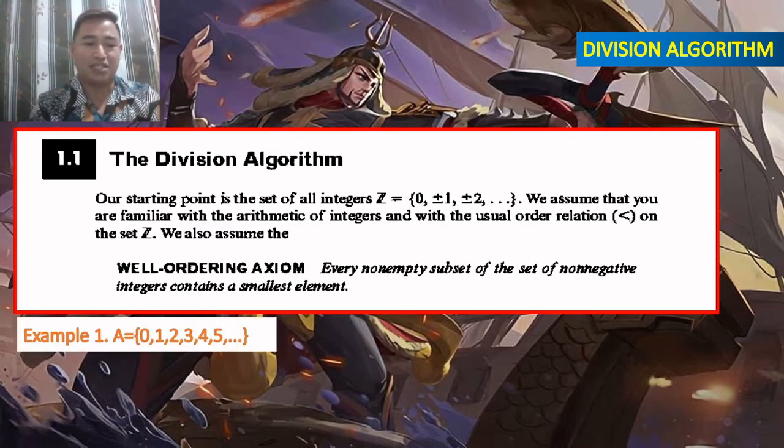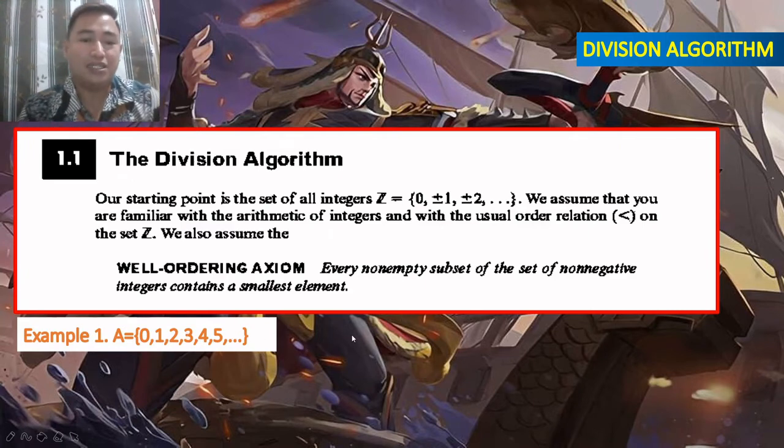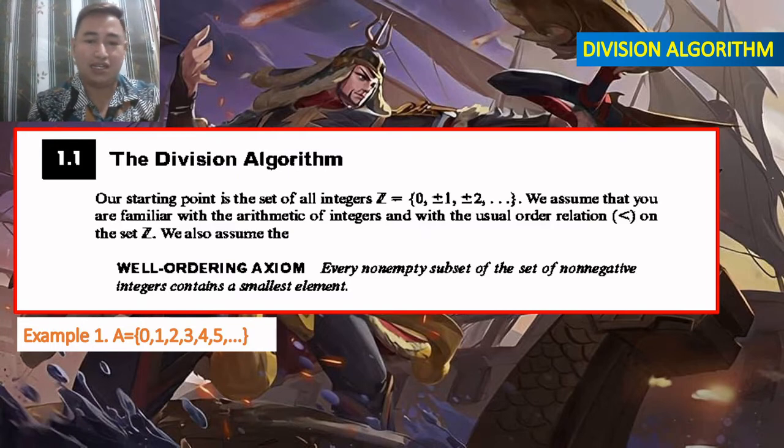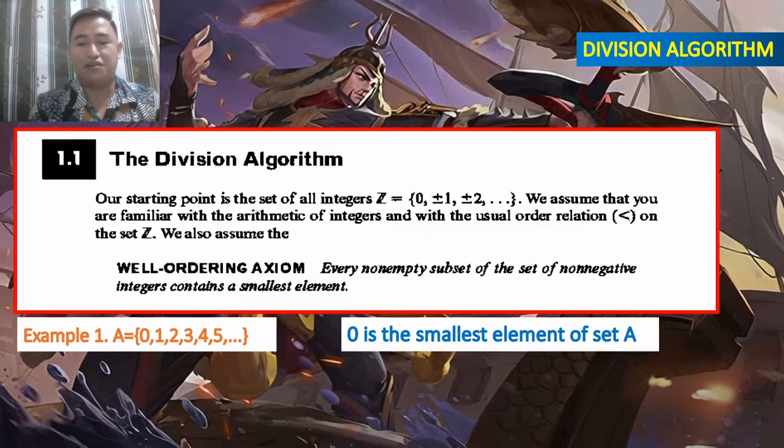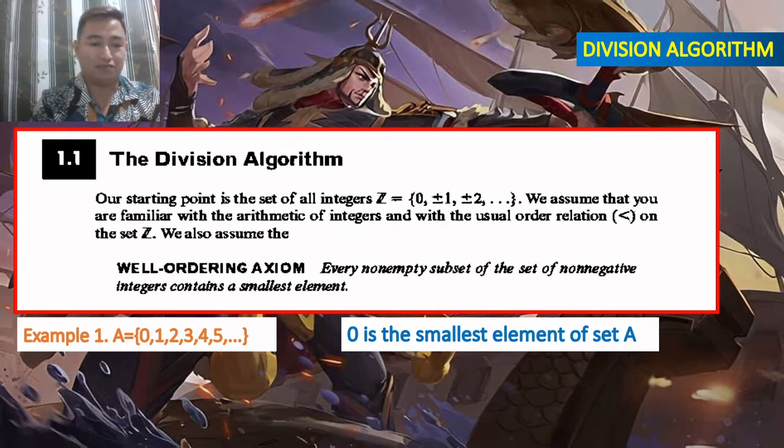Example: the set A, which is the set of non-negative integers: 0, 1, 2, and so on to infinity. Now, what is the smallest element here? The answer is 0, the smallest element of the set A. But if you ask for the smallest positive element, the answer is 1.